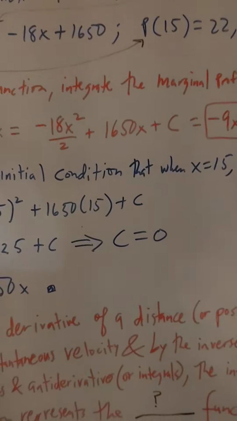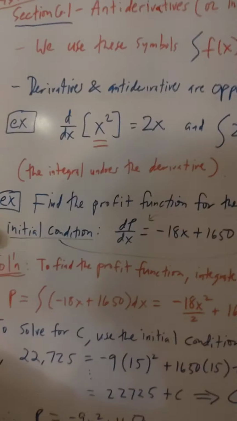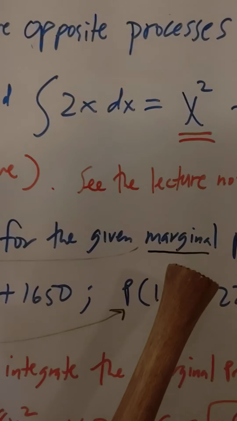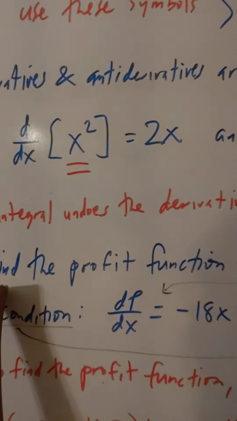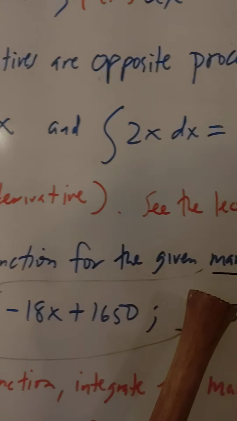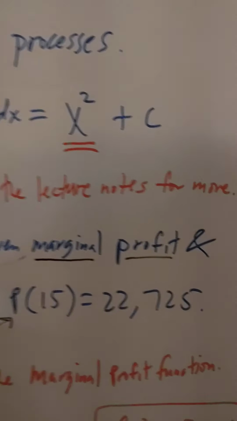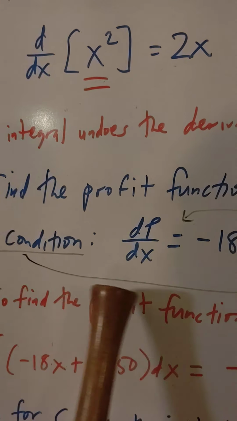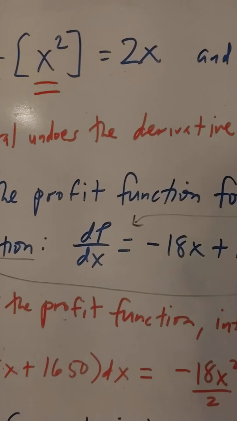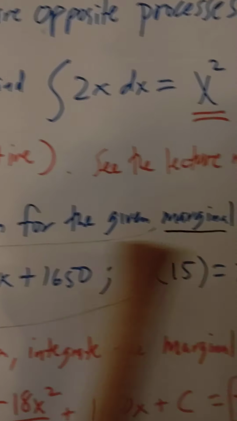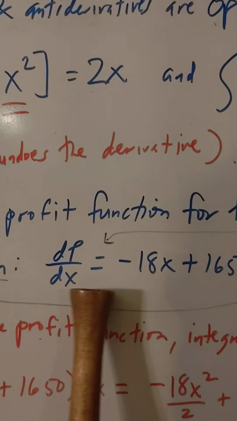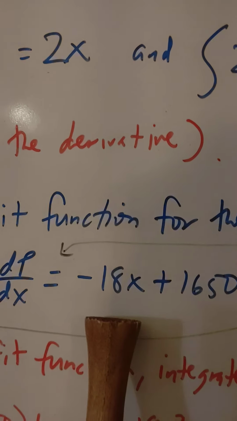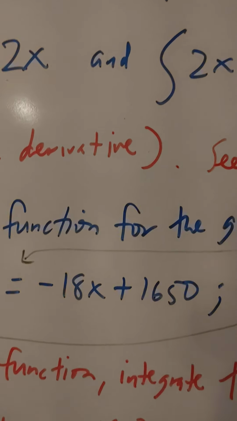Okay, so let's conclude with this final example. We're told to find the profit function for the given marginal profit function and the initial condition. Remember, marginal profit means the derivative of profit. So they give us the derivative of the profit function with respect to x as this, and this is the initial condition here.